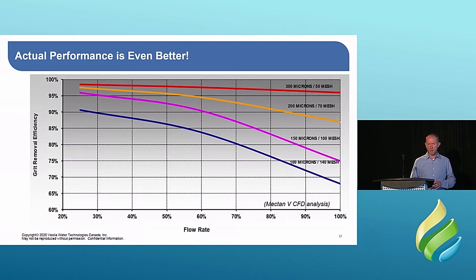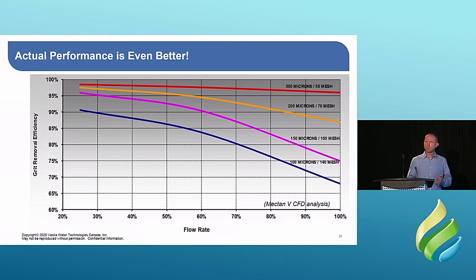Something else important to say, these performance statements that you just saw are stated at peak flow, at the unit's rated capacity. So thinking back to that earlier slide, we had the 7.3 meter diameter chamber. That treats 295 million litres a day. That performance is stated at 295 million litres a day for that unit.